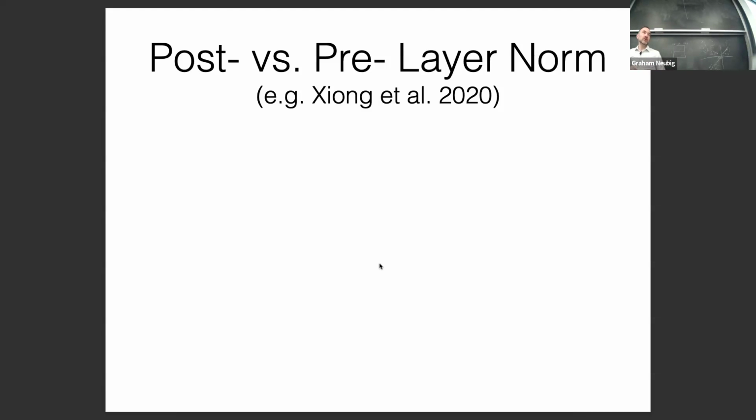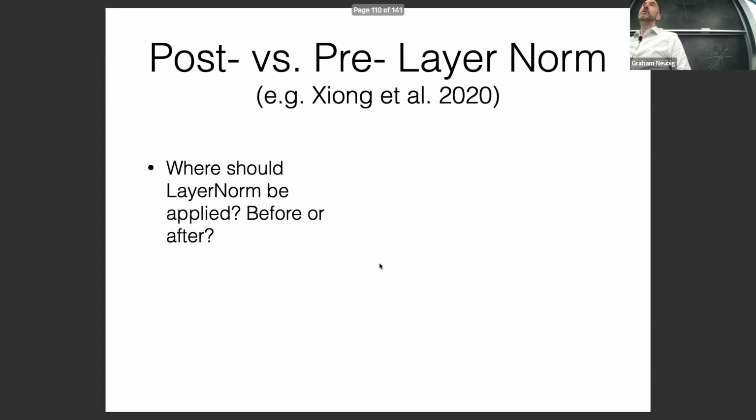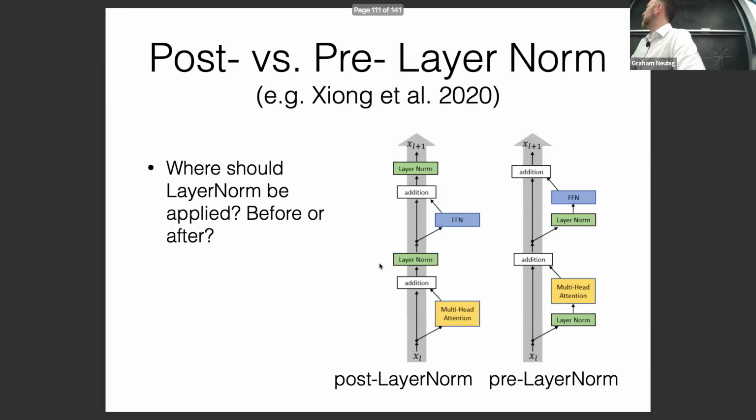Another really important improvement to the transformer is post and pre layer norm. The original conception of the transformer had post layer norm. So what you would do is run multi-head attention, then have layer norm after it. Then you have the feed forward network, then you'd have layer norm after it.